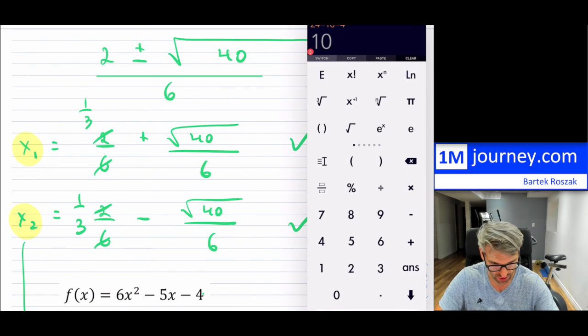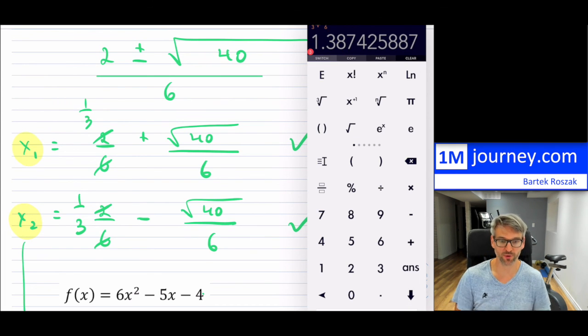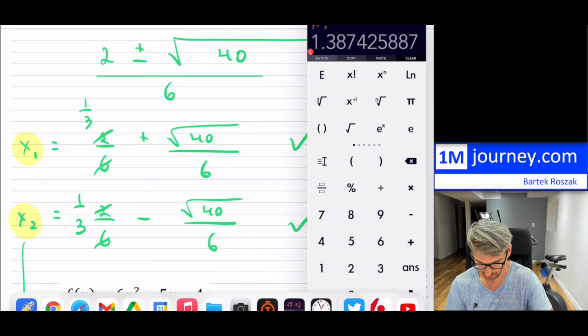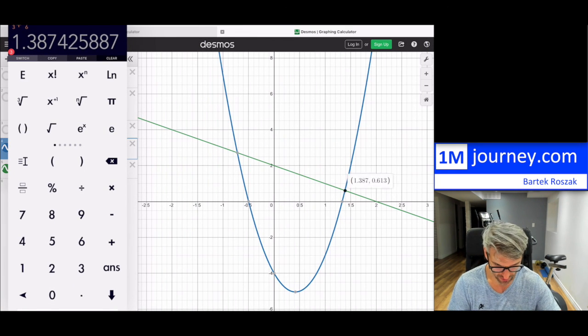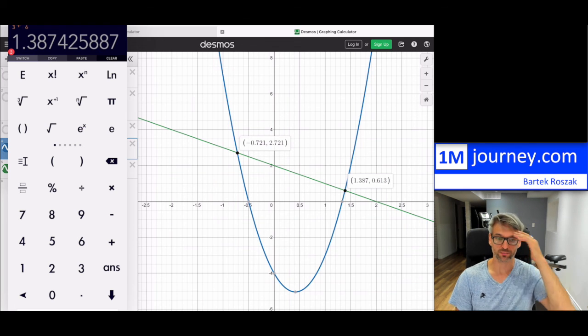Actually, let's check just to confirm. So it's 1 over 3 plus the square root of 40 divided by 6. Okay, so that was one of them. So notice 1.387 and so on. Let's confirm. That was one of these. Yep, 1.387. Okay, so there you have it. So that was that value. And then you can do the same thing here, and then you will find both of them.